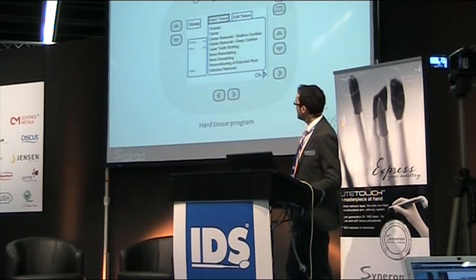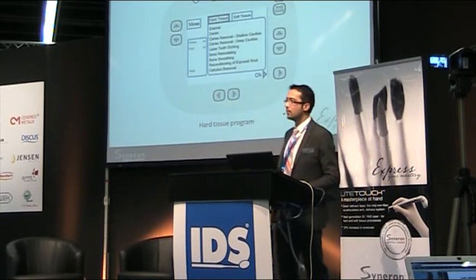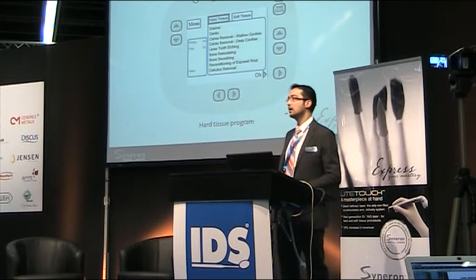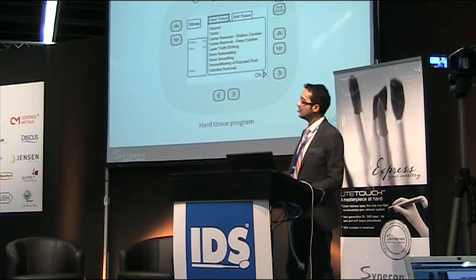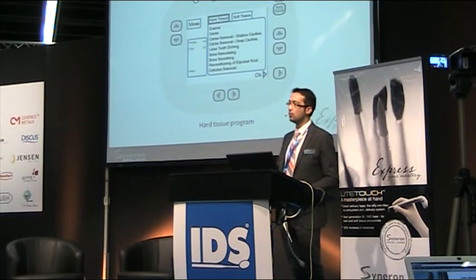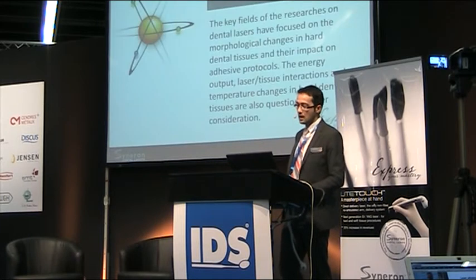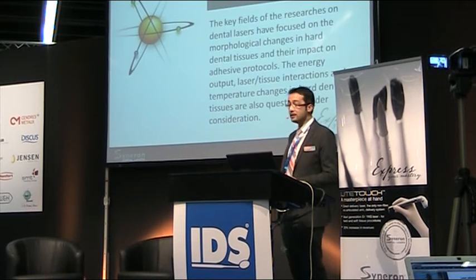We can cut enamel, we can cut dentin to remove the caries, to perform etching, laser etching, and we can also perform bone surgery when providing some periodontal surgery with open flap, and also remove the calculus from the teeth. So, what is the scientific background?